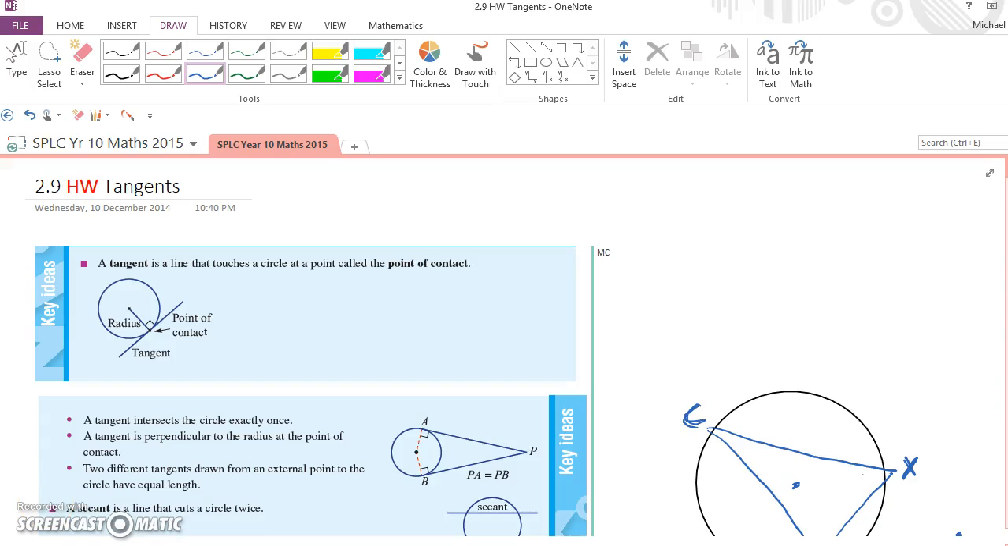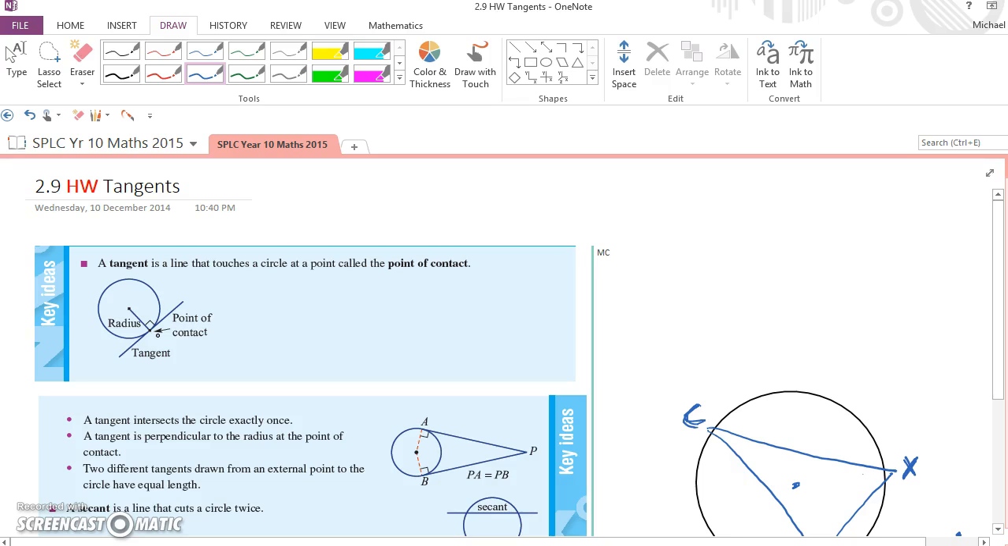Alright, 10.2.9, tangents. We're nearly done, nearly done with chapter 2. What is a tangent? A line that touches a circle at a point. That point is called the point of contact, and it will always be at right angles to a radius. That's what a tangent is.